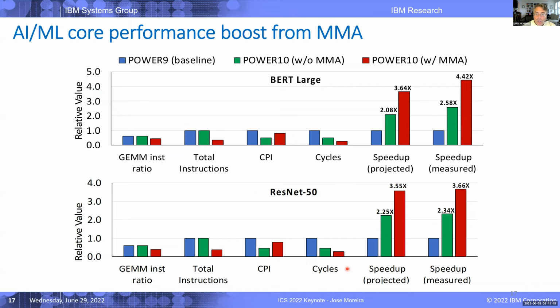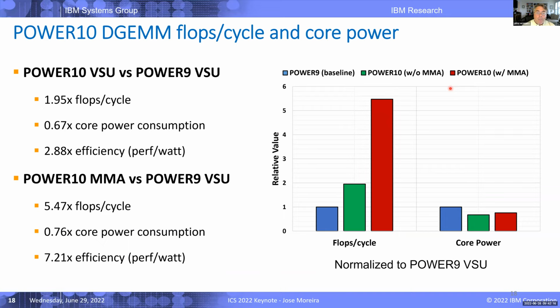We got good performance on ResNet and BERT as well. We had expected about 3.5x improvement over Power 9 and Power 10 with the matrix unit. In some cases, we got a little over 3.5 for ResNet, a little over 4 for BERT. So we got the results that we wanted, and these are relative to Power 9. The raw performance is a factor of 4, and we got close to that with the matrix unit.